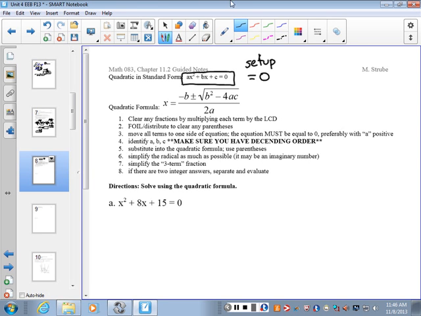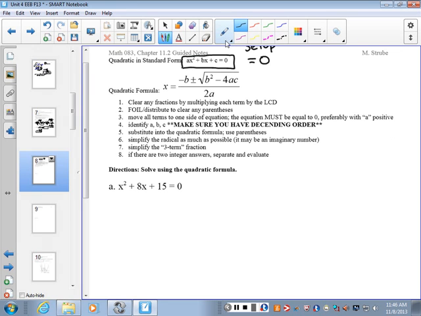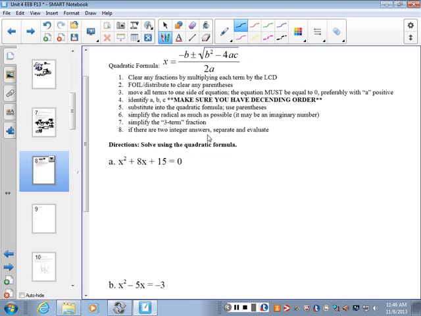So after we've got our setup done, we're going to identify A, B, and C, just like we did when we factored back in Unit 1. Same A, B, and C. A is with x squared, B is with x, C is a constant. So the directions say solve using the quadratic formula. If the directions specify, you have to use that method. Sometimes they'll just say whatever method you want, then it's up to you. But if it has a specific method, make sure you know what that method means.